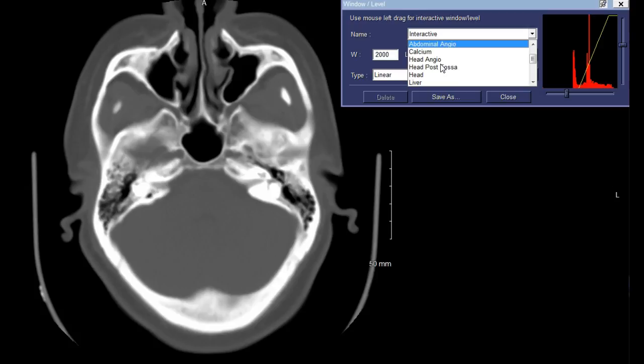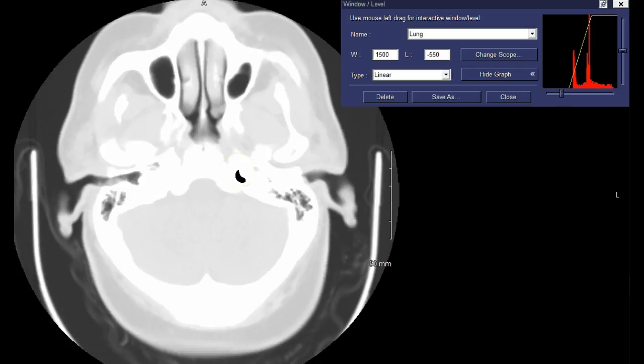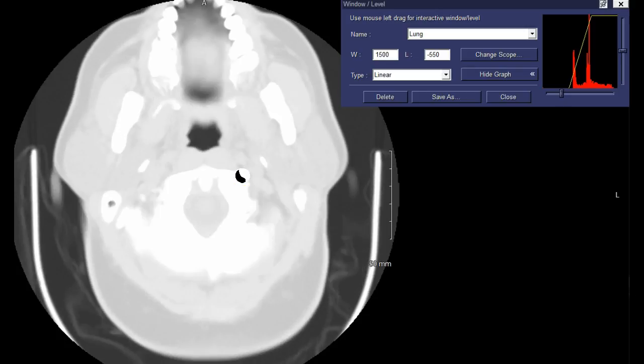basically the values that I physically typed in there. But nonetheless, typically you're going to be able to visualize multiple structures very easily. So just for fun, let's click on lung. So for lung, we know that we should be able to visualize basically the air-based structures. So when we focus on air-based structures here, for example, in the sinuses, or for example in the mastoid air cells, you can see those structures better.